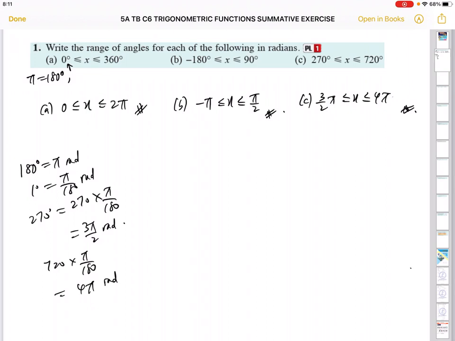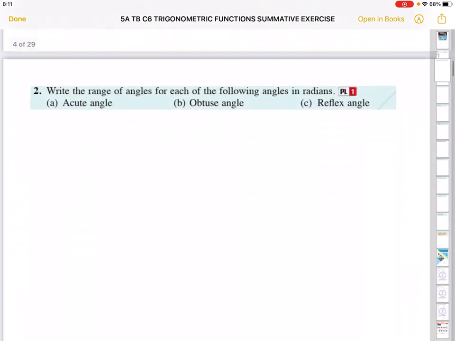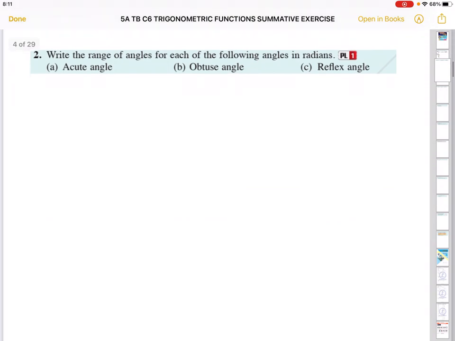Okay, moving on to question number 2. So now you want to write angle in radian given the type of angle. Now we know there's a few types: acute, obtuse. If you want to count right angle as well, is 1, right? And lastly, reflex angle. Now, acute angle is angle between 0 to 90.